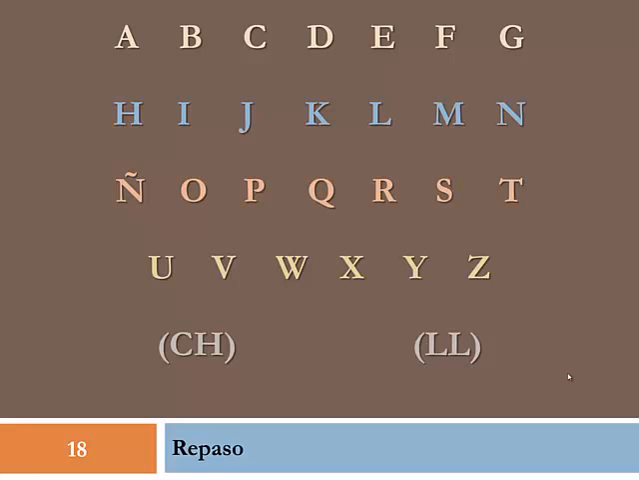Starting with the first one in the upper left, the letters are called A, B, C, D, E, F, G, H, I, J, K, L, M, N, Ñ, O, P, Q, R, S, T, U, V, W, X, Y, y Z. The combination CH is called che, and the double L is called elle.